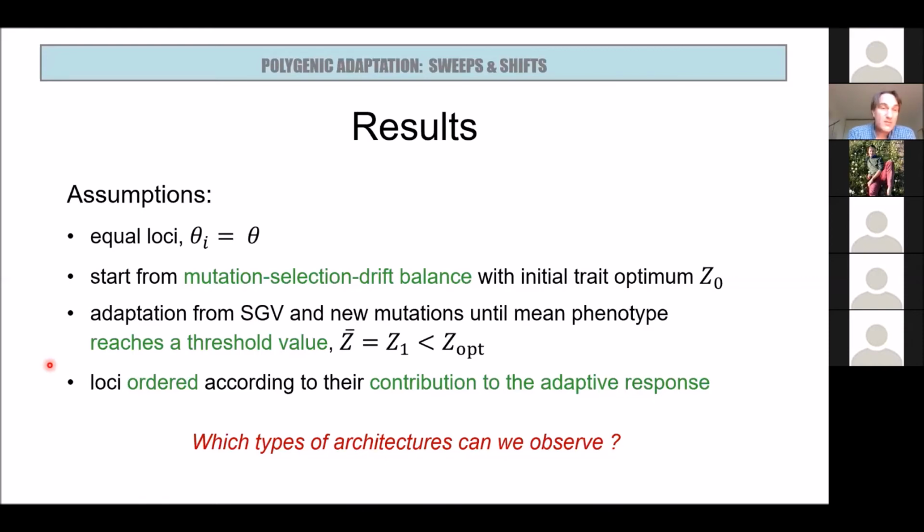Then we look at all the loci that contribute to this adaptive change, ordered according to their contribution to the adaptive response. The first locus is the one that contributes most, the second locus contributes second most, and so on. The question is, what kind of architectures can we observe?